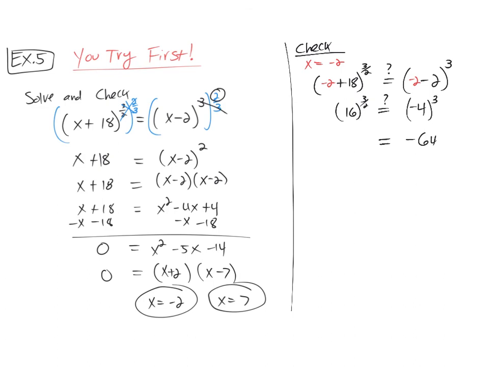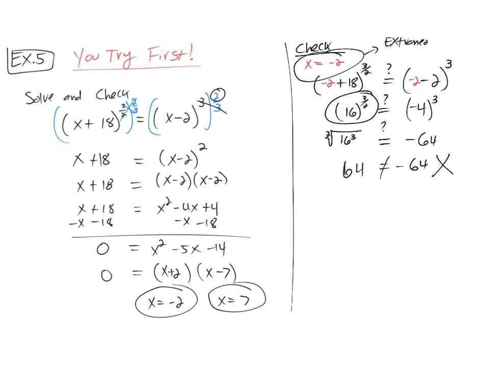I wanted to pay particular attention to what this means right here, and this is kind of a review. This really means the square root of 16 cubed, and that's how I'm going to solve it to determine that this is actually 64 equals -64, and we see that that is not true. So this is an extraneous solution because they're not equal.